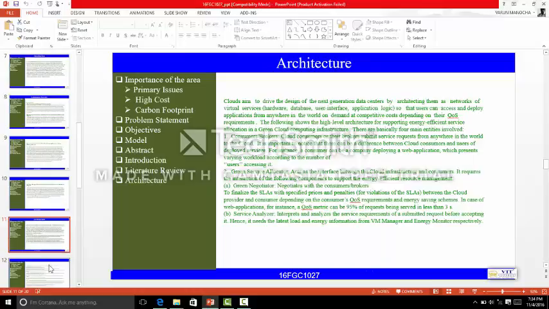Now we will see the architecture. Clouds aim to drive the design of the next generation data centers by architecting them as networks of virtual servers so that users can access and deploy applications from anywhere in the world on demand at competitive costs depending on their QoS requirements. The following shows the high-level architecture for supporting energy-efficient services.